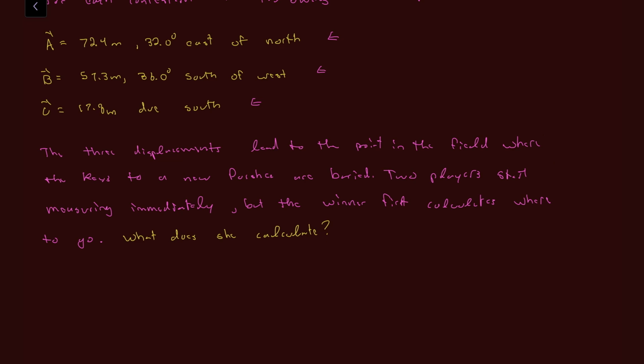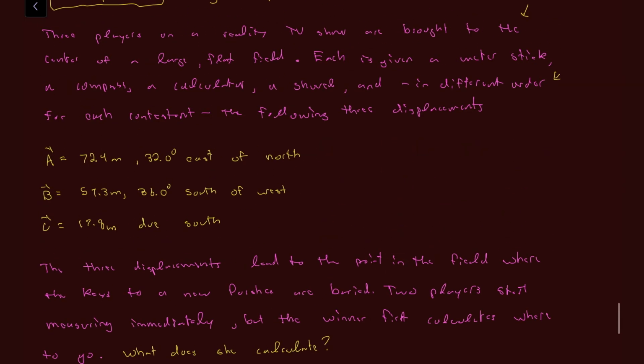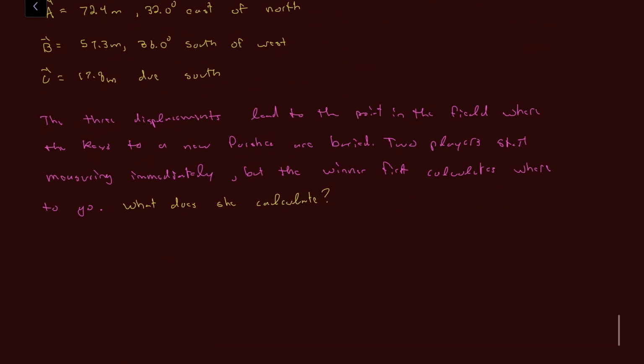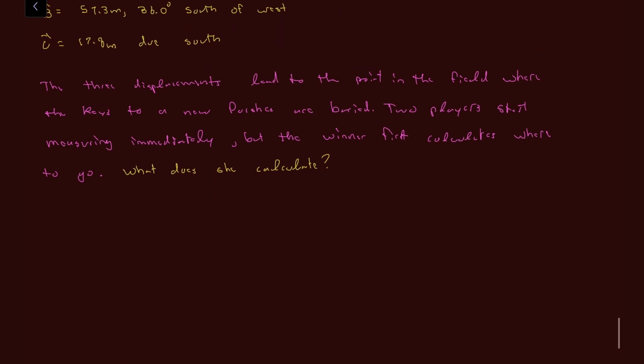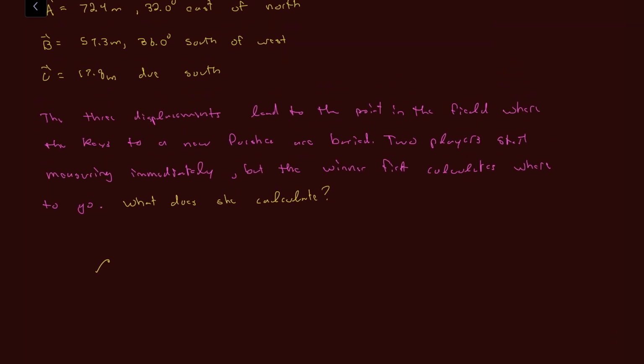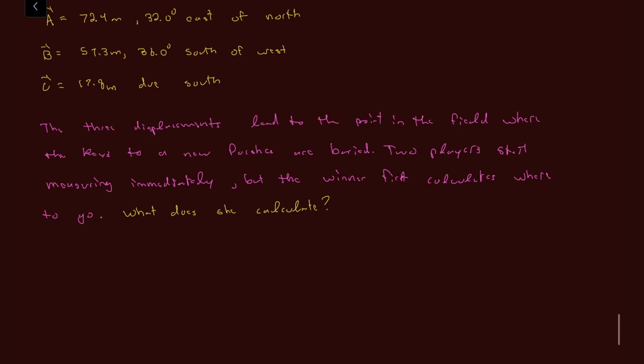So basically what's going on is that there are 3 players. They each got these 3 displacements, but in different order, so that they're not all just doing the same thing. And 2 of them just started measuring, and I'm assuming digging, or whatever they're doing. But one of them was smart, and she said, okay, instead of just going step by step, displacement by displacement, I'm just going to figure out the final displacement path, and I'll just go there. That's what's going on. Now, let's solve this problem.